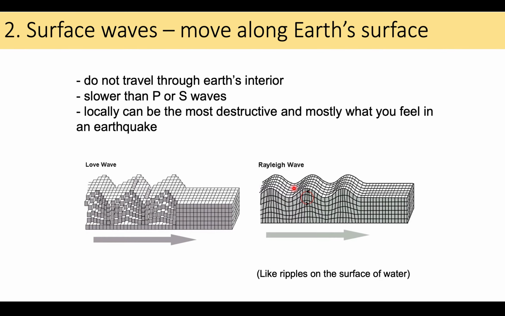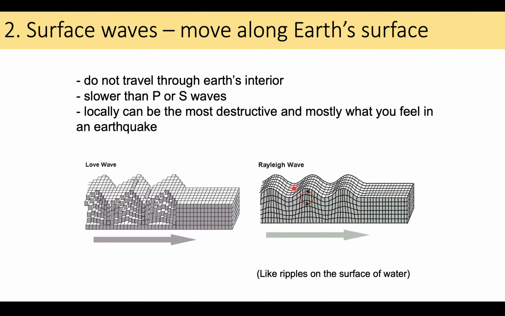Our surface waves are those that move along the surface of the earth. They don't travel through the interior at all, and they're much slower than the P and the S waves. These are generally the most destructive and what you feel the most of in an earthquake. Oftentimes the P waves, the primary waves, are not felt. The secondary waves can be felt, and then the surface waves are what really cause all of the destruction.